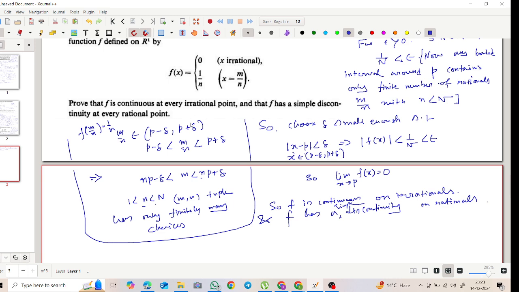Okay, so basically you are excluding only those points. Understood? You are only excluding these points inside the bracket. Clear?